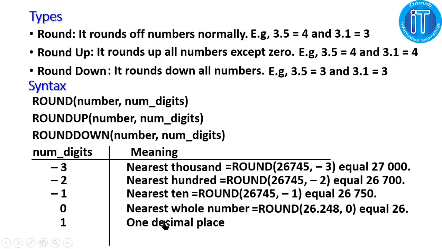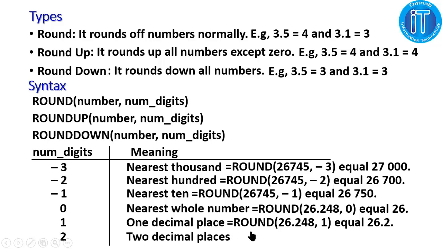Then also if you have 1, it means one decimal place. So that if you have equal to round 26.248, 1 indicating one decimal place, you are left with 26.2. And then finally, 2 means two decimal places. So that if you have equal to round 26.248, 2, it equals 26.25, two decimal places. 3 means 3 decimal places, 4 means 4 decimal places, as well as this one too. If you have -4, it means to the nearest 10,000 and so on.